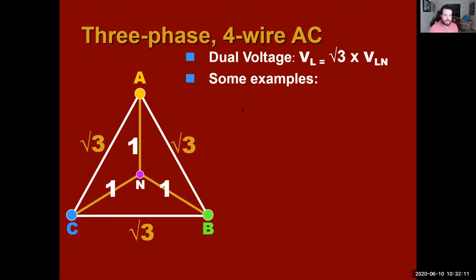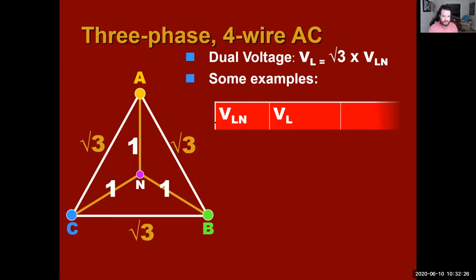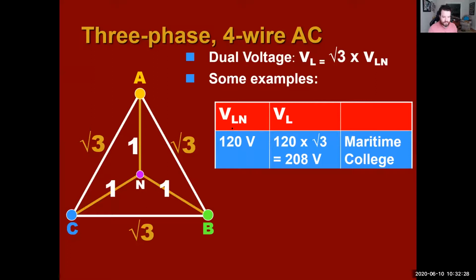So three-phase, four-wire AC. Dual voltage, which is the voltage of L, is equal to the square root of 3 times VLN. All right, so we have some examples for that. We have our voltage LN is 120, and then the voltage L is 120 times square root of 3, which is equal to 208, which is Maritimes College.